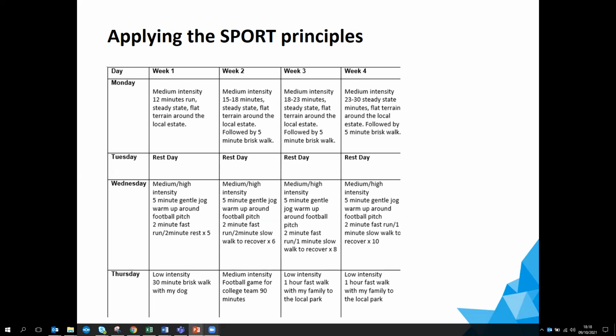When you're writing your plan, it is important to be realistic with your progression over the weeks. So, for example, increasing the amount of time you are running slowly each week. Overload. Here you can see the increases in the length of time that an individual is exercising for each week.